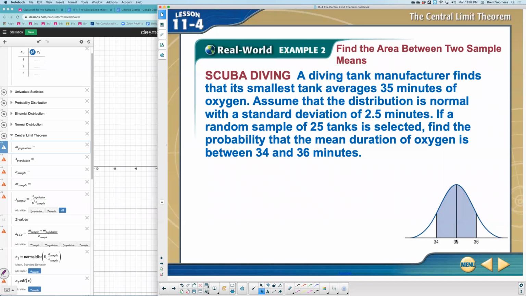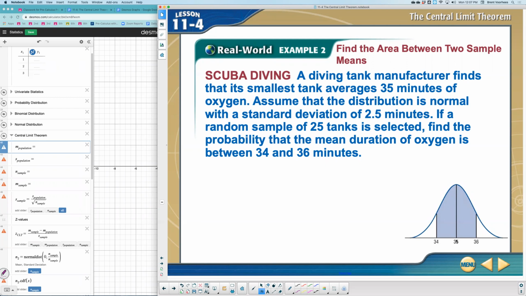Example 2. Scuba diving. A diving tank manufacturer finds that its smallest tank averages 35 minutes of oxygen. Assume that the distribution is normal with a standard deviation of 2.5 minutes. If a random sample of 25 tanks is selected, find the probability that the mean of the duration of oxygen is between 34 and 36 minutes.